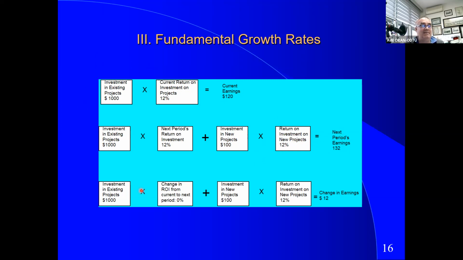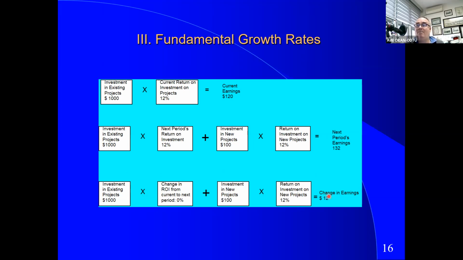So we can say that the total change in earnings has a first portion, which in this case we don't have: the old investments. If their return on investment had gone up or down, this could be causing part of a change. In our case, there is no change. So change in ROI from current to next period is 0%. The old projects have not caused any change in earnings, but it is the new projects times the ROI which is creating the change in earnings.